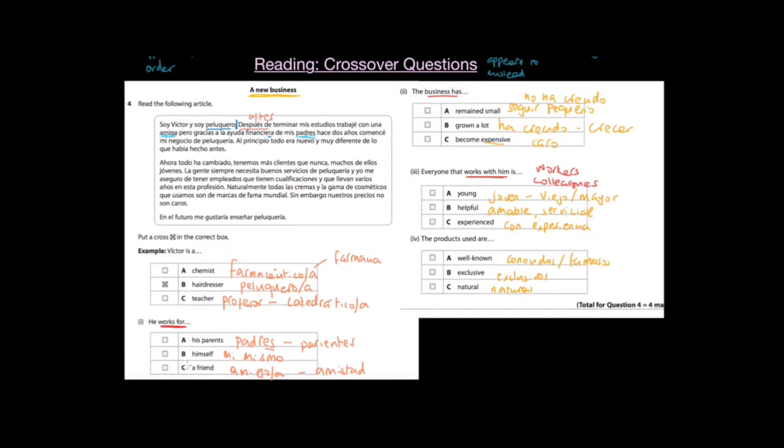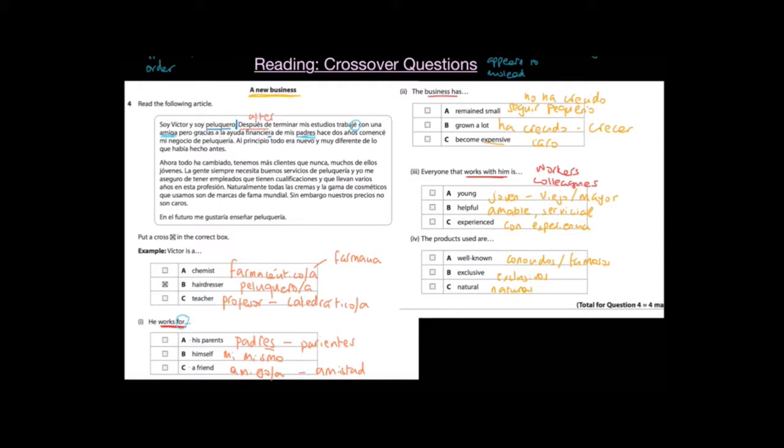Now, as I said, be careful. Let's read the sentence again. Let's look at what exactly it means. So, after finishing my studies, I worked con una amiga, with a friend. I worked with a friend. Notice this is the past tense. Is he working with a friend, or more specifically, for a friend now? No. He worked with a friend before.